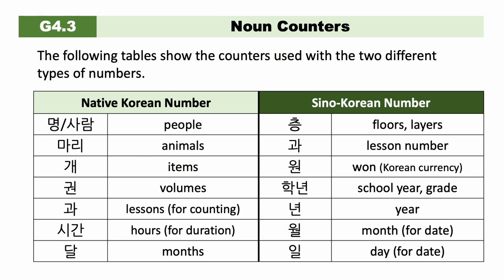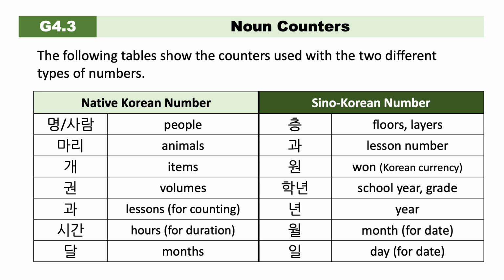First, let's look at the counters that are used with native Korean numbers. 명, people, 마리, animals, 개, items, 권, volumes, 과, lessons, 시간, hours, 달, months. Now let's take a look at the counters that are used with Sino-Korean numbers.